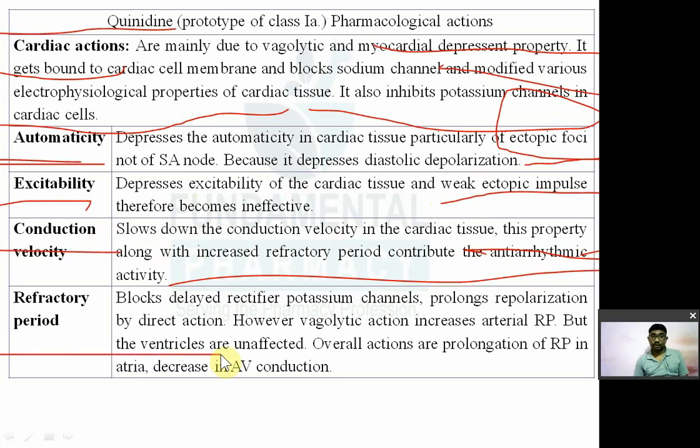Now, what about the refractory period? It blocks the delayed rectifier potassium channel and prolongs repolarization. However, the vagolytic action of quinidine increases the atrial refractory period, but the ventricles are unaffected. Overall action is a prolongation of refractory period in atria and decrease in the AV conduction. So that's its action on cardiac muscles: decrease in automaticity, decreased excitability, decreased conduction velocity, prolonged refractory period.